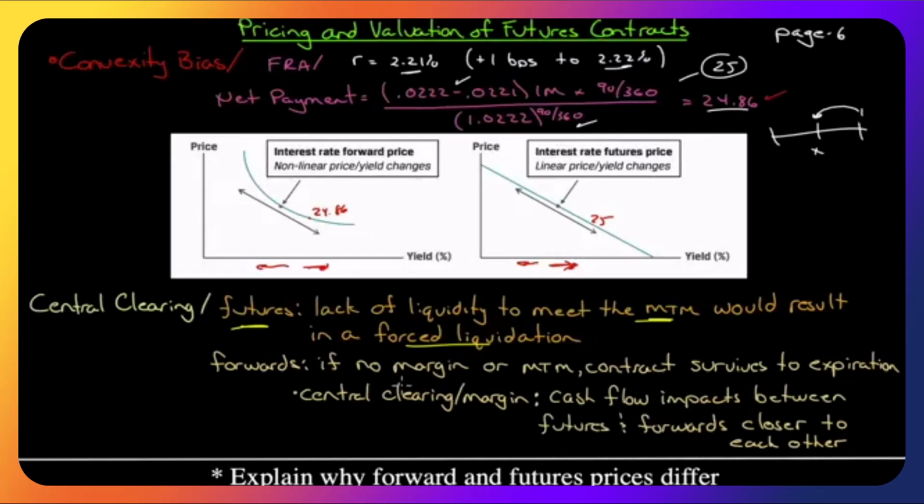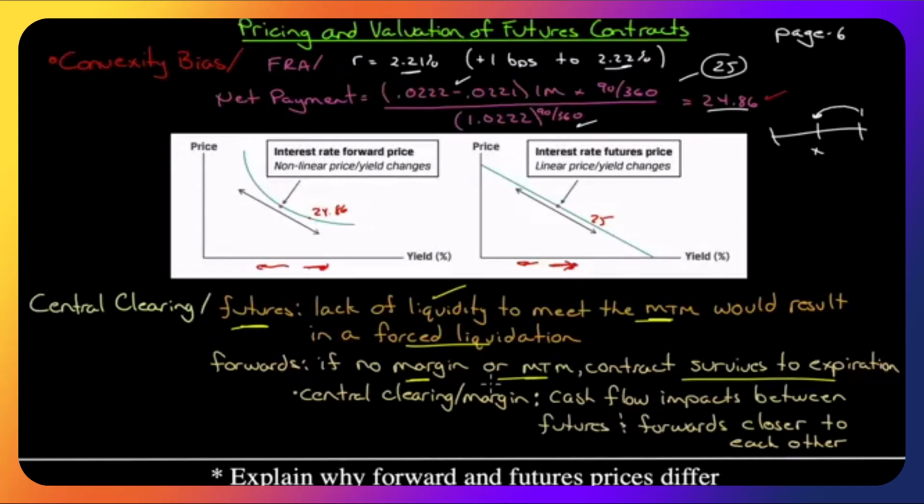For forwards, if you have no margin or mark to market on the forward contract, the contract will survive to expiration, which means even if you had a lack of liquidity during the holding period, but your liquidity problems would clear up by the end of the contract period, you're good. For futures contracts, you have to have daily liquidity. For a forward contract that lasts 6 months, if there's no mark to market, no margin required, you could have a period of 2 or 3 months in there where you can say, I don't need to worry about liquidity here. I won't need liquidity for another 3 or 4 months.